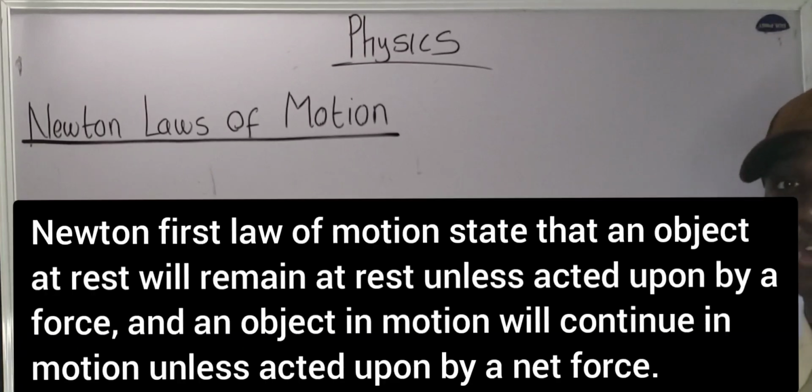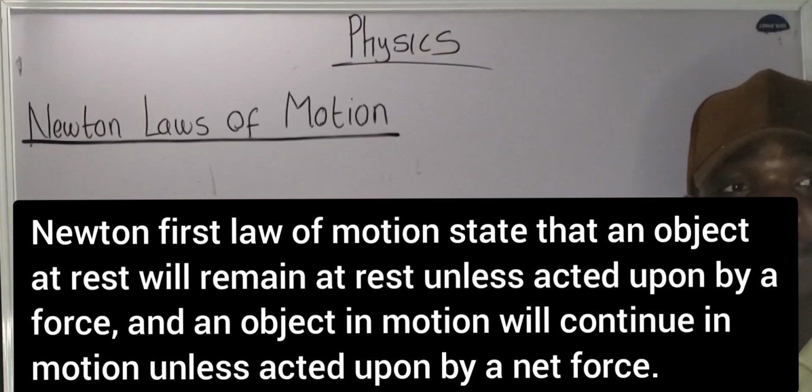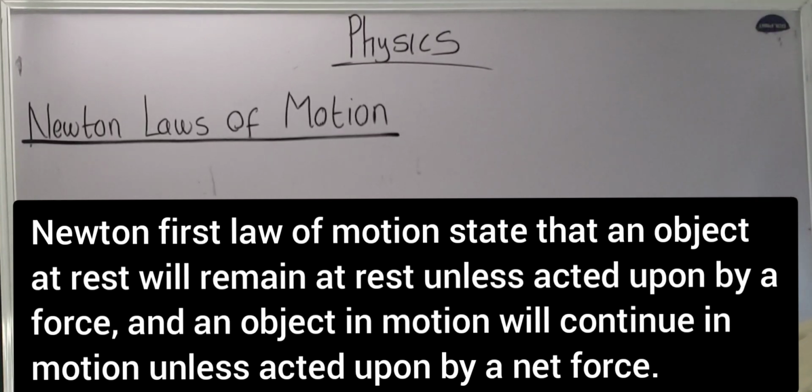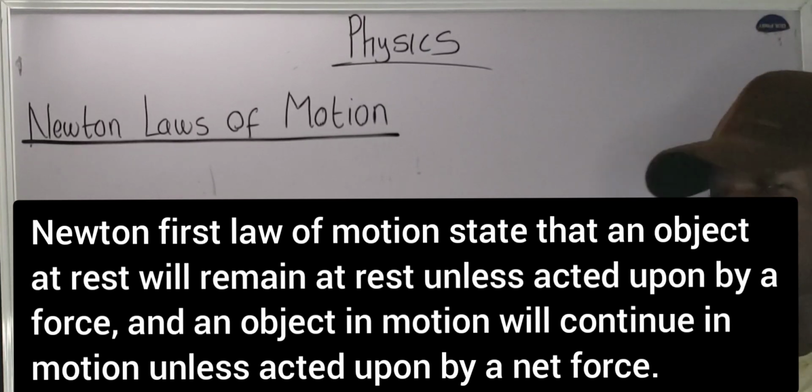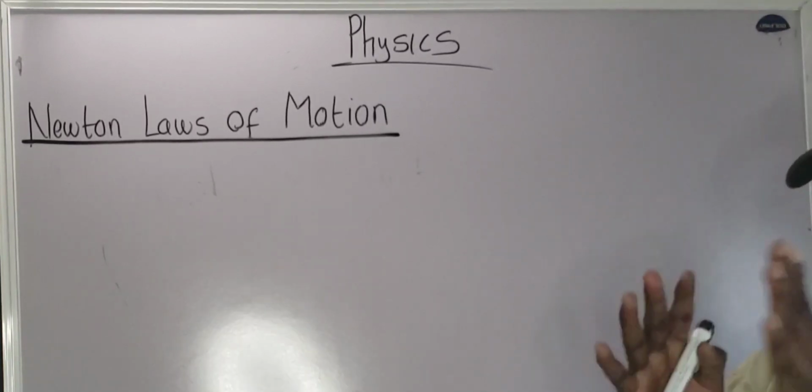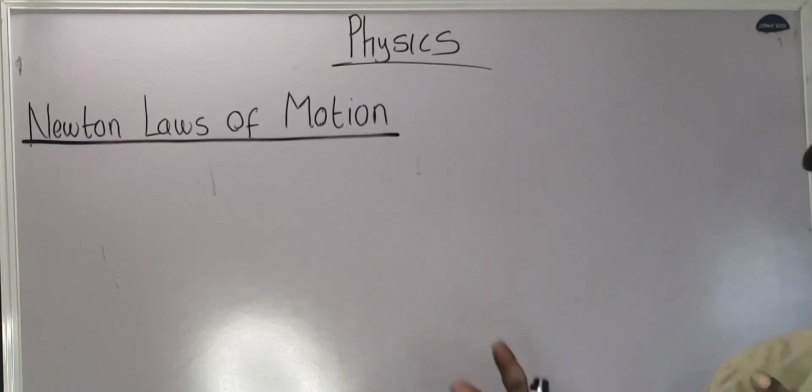Newton's first law of motion states that an object at rest will remain at rest unless acted upon by a force. You can put that down. An object at rest will remain at rest unless acted upon by a force. An object in motion will continue in motion unless acted upon by a net force. Those are the two parts of the first law. You understand? I just divided it into two parts.